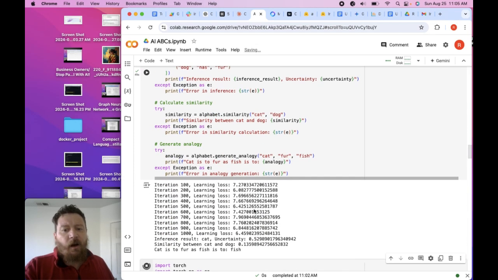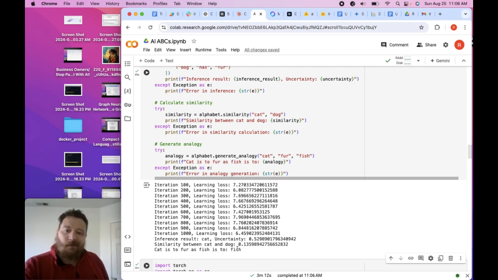Our first iteration was my first attempt at this. We run it for 1,000 iterations, and you can see the loss is, first of all, very high, and it doesn't really go down. If we look at this, we would say the model's not really learning. The loss is very high, and it's not decreasing at any level, really. And our cat inference result is a coin flip.